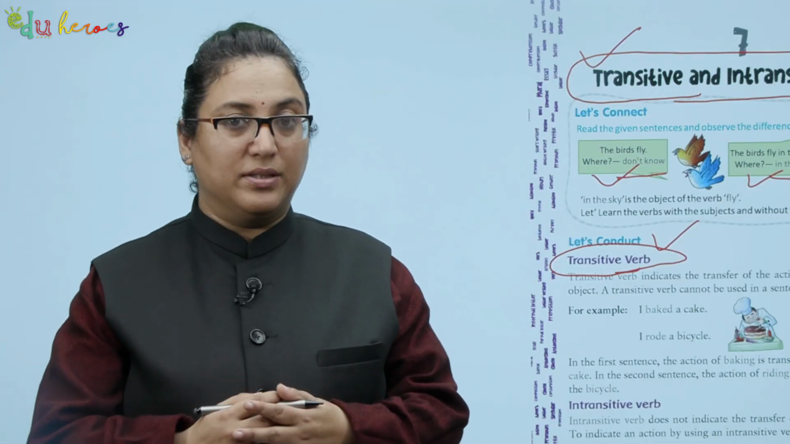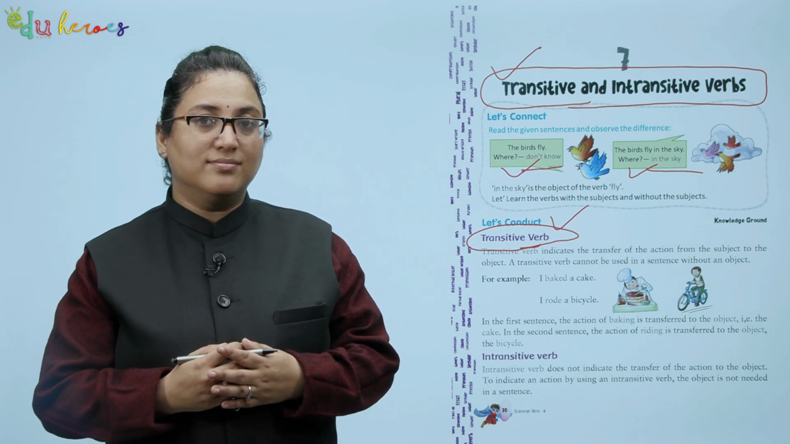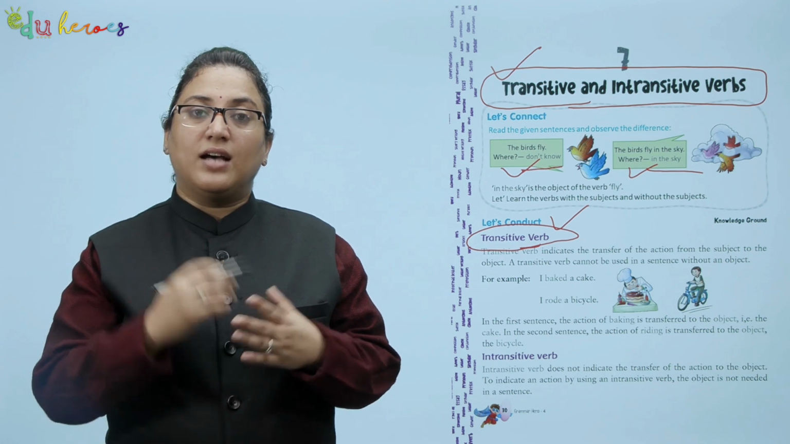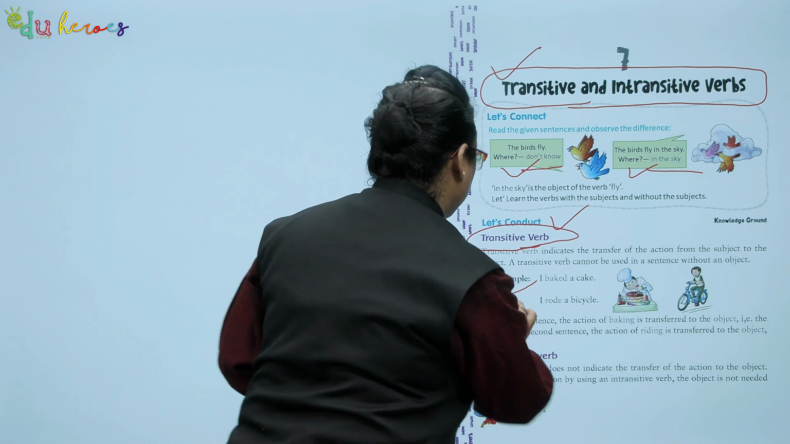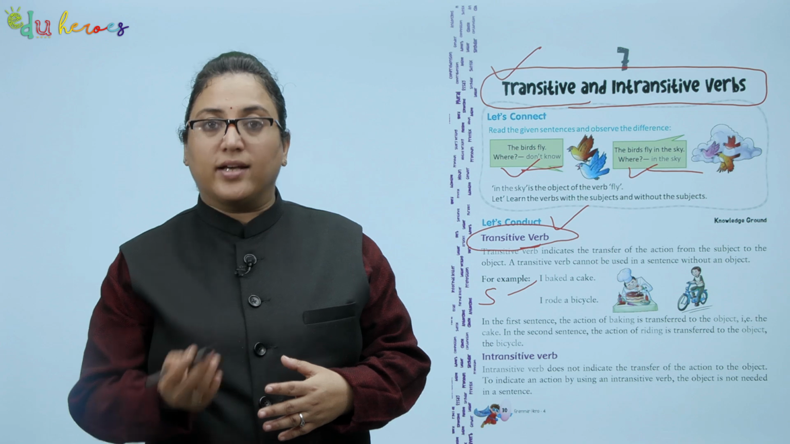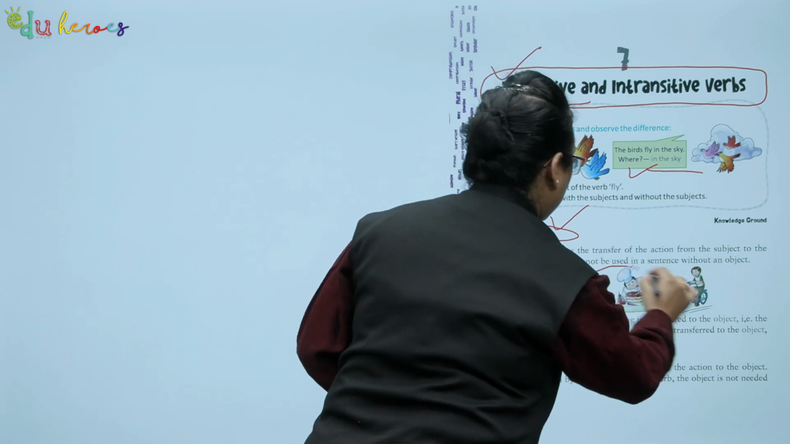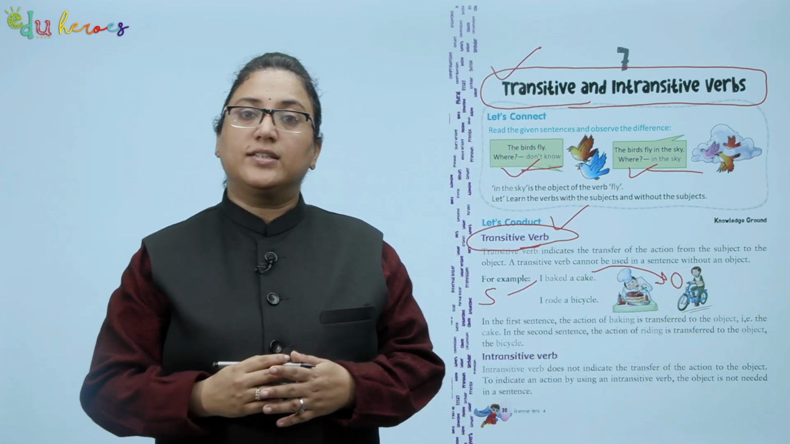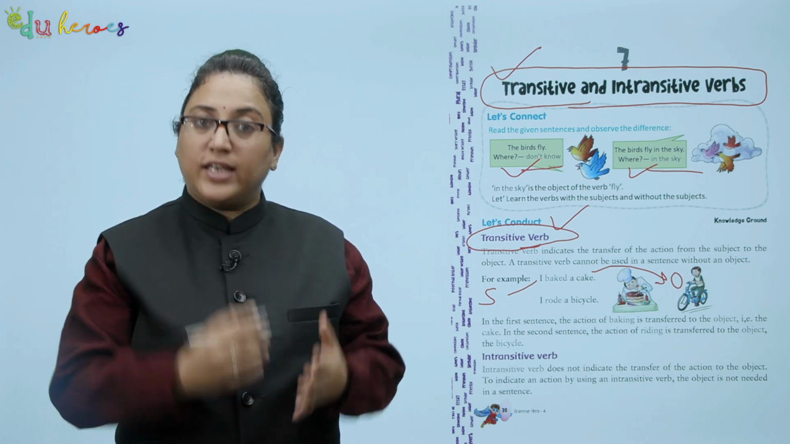Let's study the examples. I baked a cake. Now what is the subject here, children? आपने सही पहचाना. I, because I is doing the action. I is the subject. And what is receiving the action? Cake. Hence, it's the object. In the first sentence, the action of baking is transferred to the object, that is the cake.